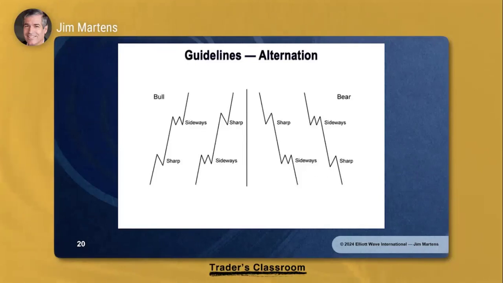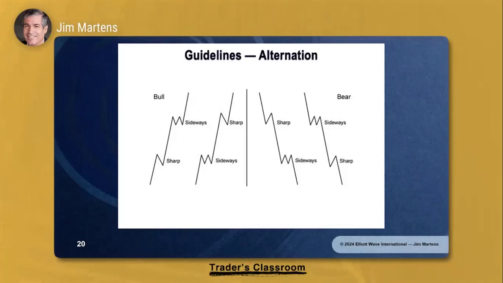Alternation is another guideline that I'm always using. It suggests that in an impulse wave, waves 2 and 4 usually follow different paths. If wave 2 is sharp against the trend, wave 4 will likely take a sideways fall. If wave 2 is a sideways correction, wave 4 will typically be sharp.